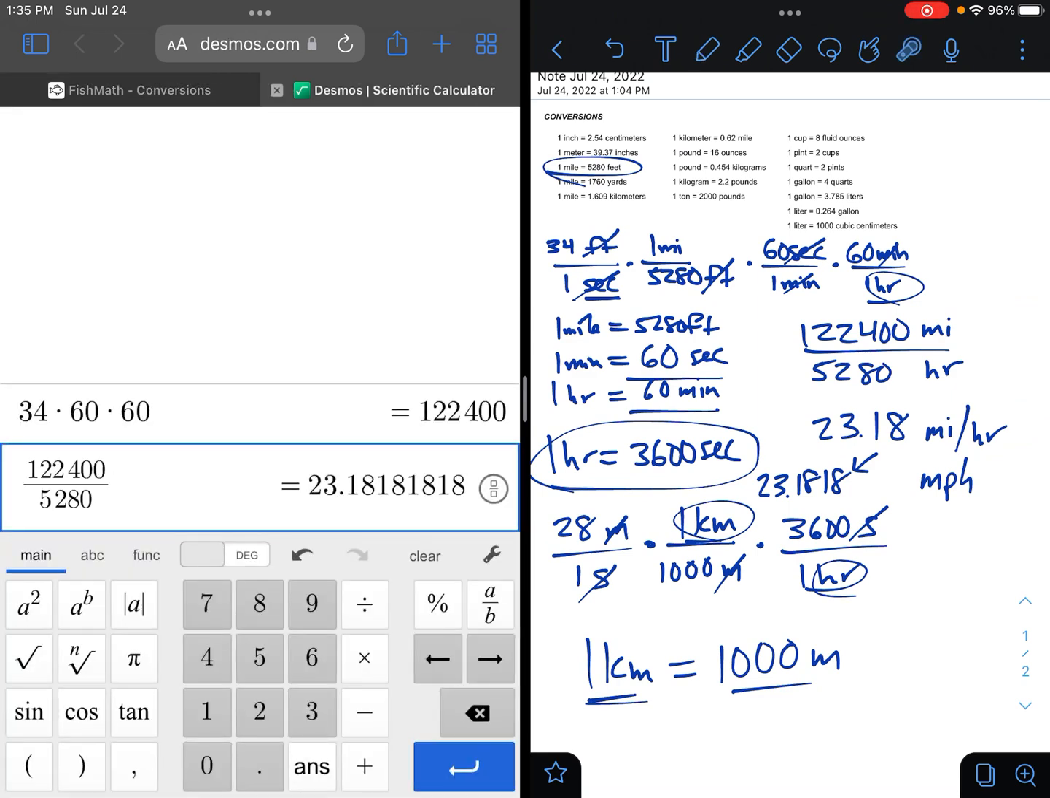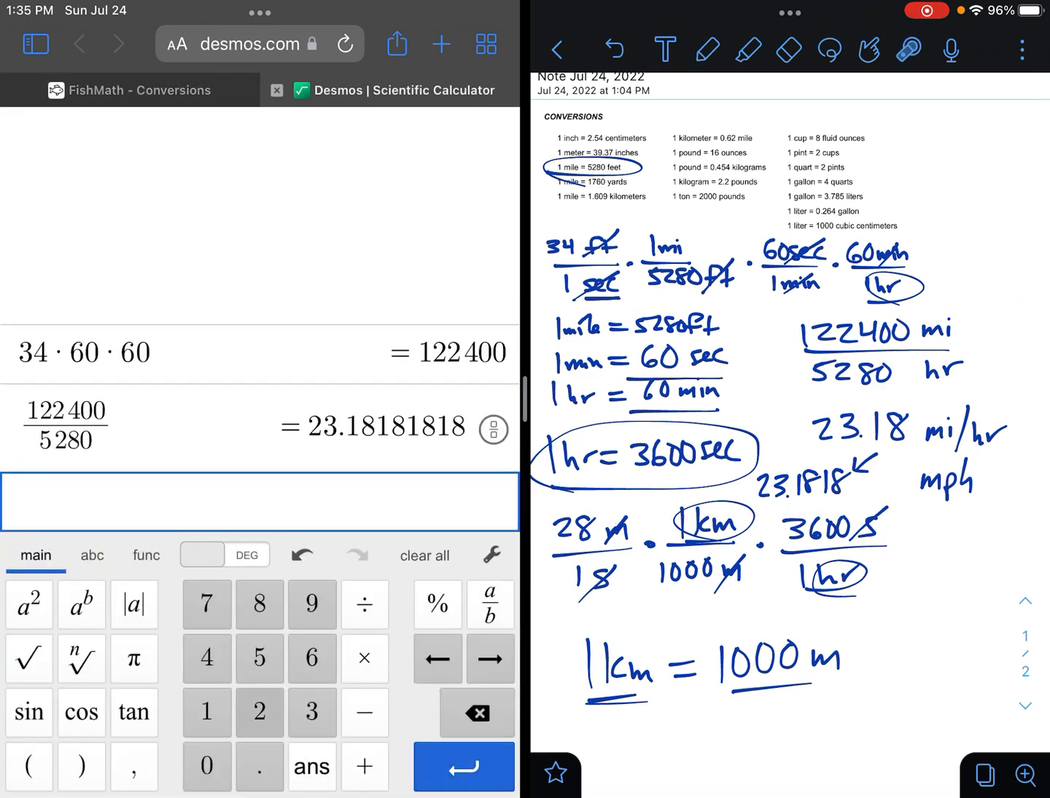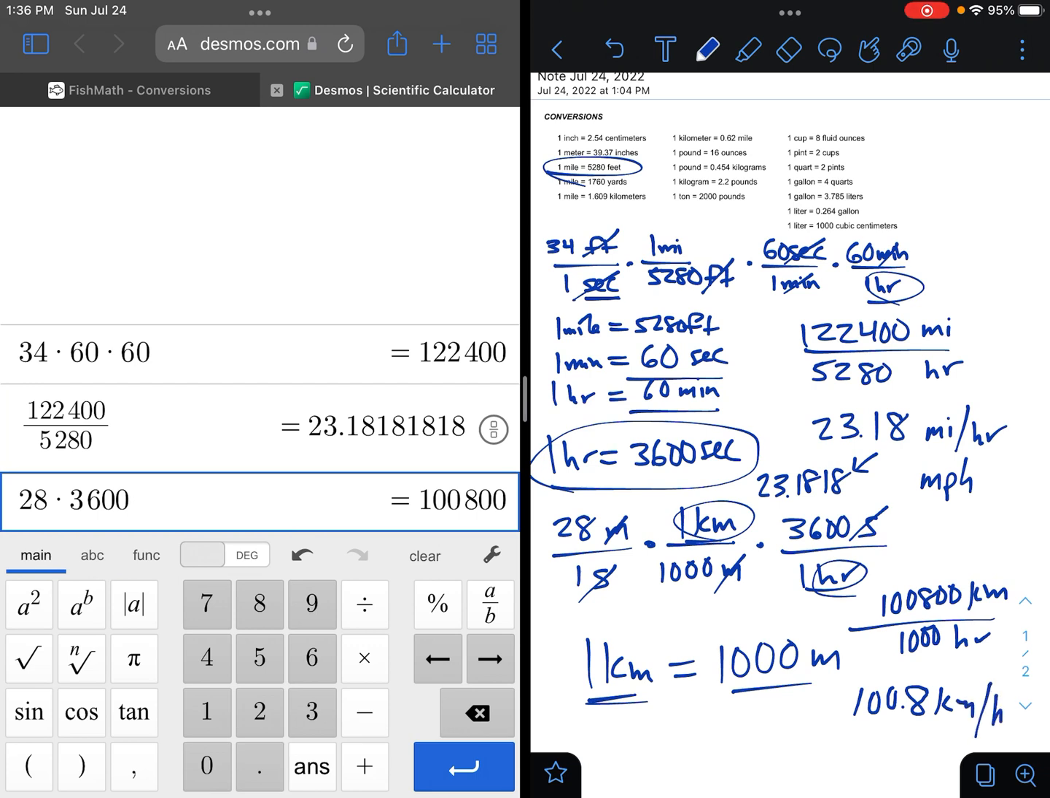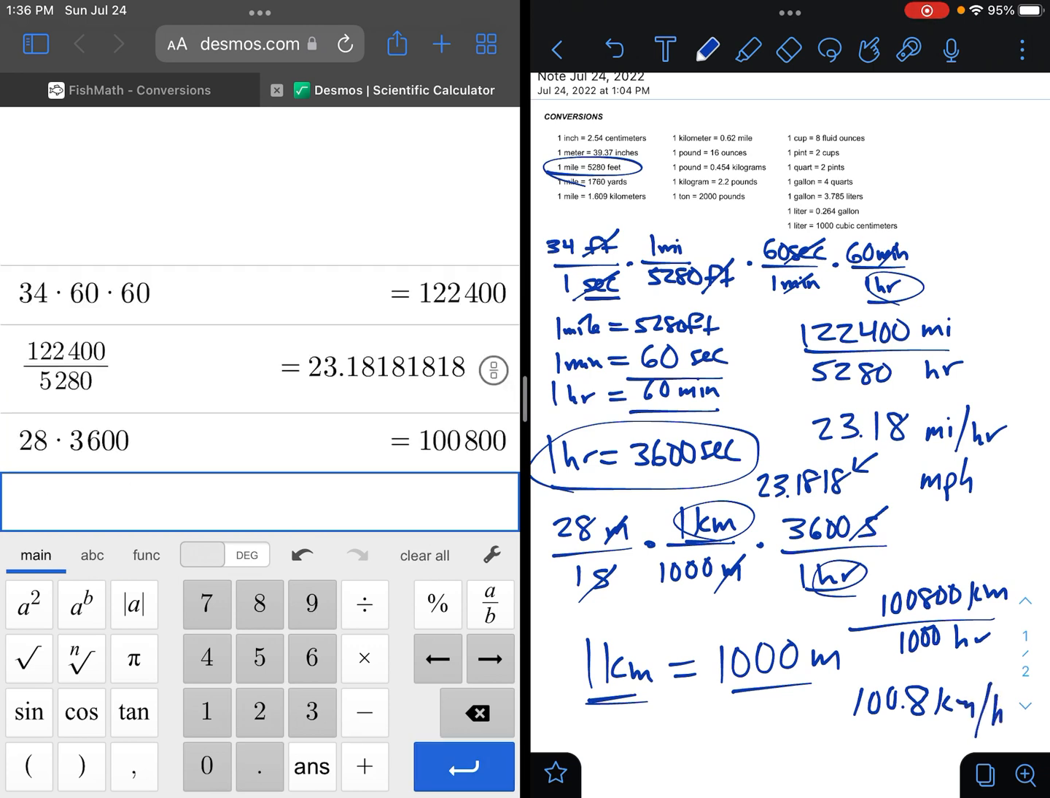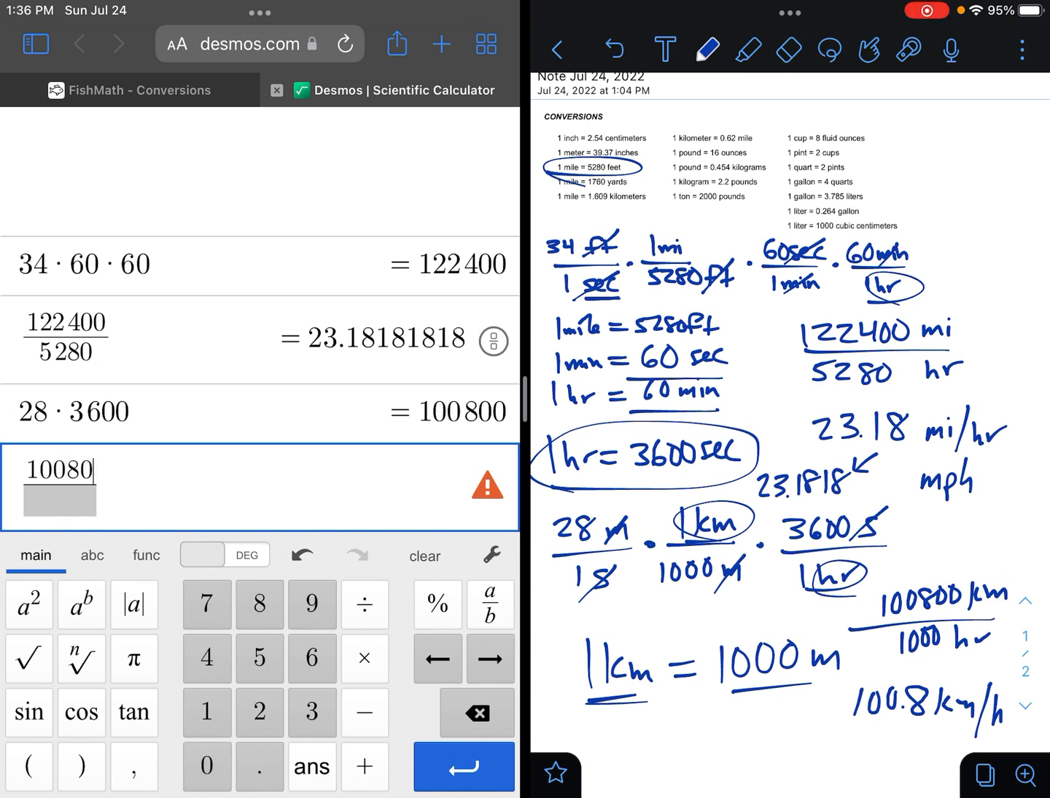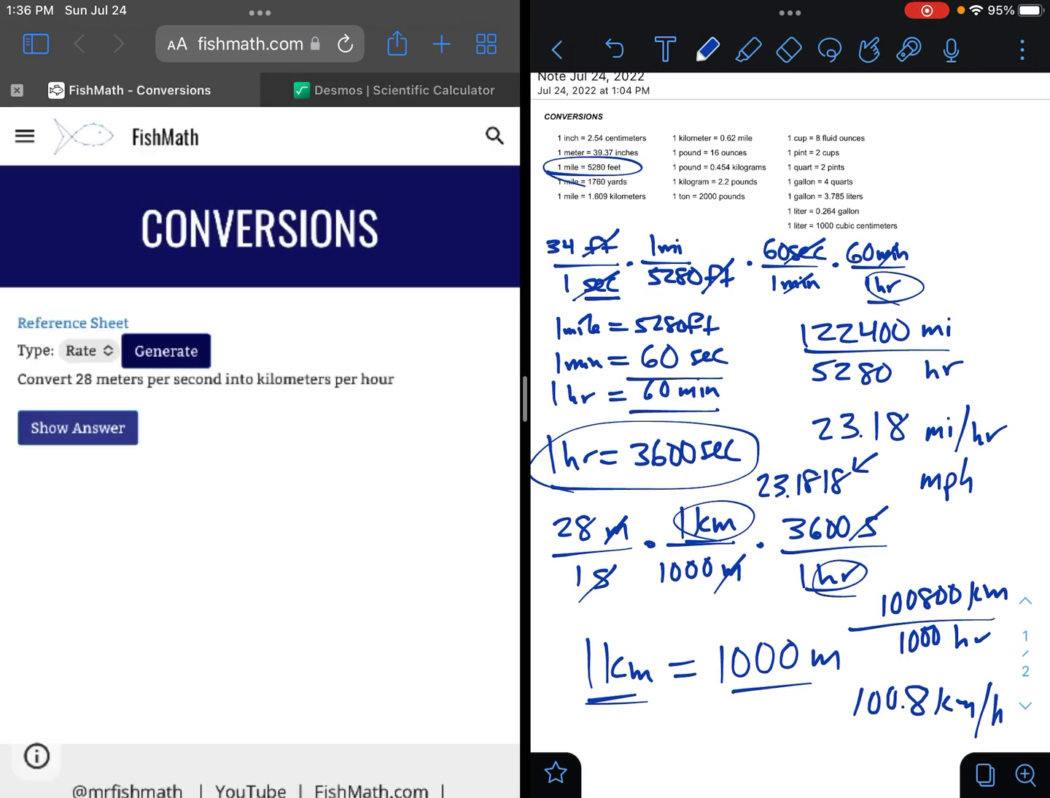So now simply multiply across the numerators. 28 times 1 times 3,600. Again, I'm going to skip the times 1. And that's how many kilometers divided by just 1,000 hours. Now, dividing by 1,000 is pretty easy. Just move the decimal in a few times. So it should be 100.8 kilometers per hour. If you don't believe me, you can always just type it into a calculator. Make sure I know how to divide by 1,000, and look, looks like I do.